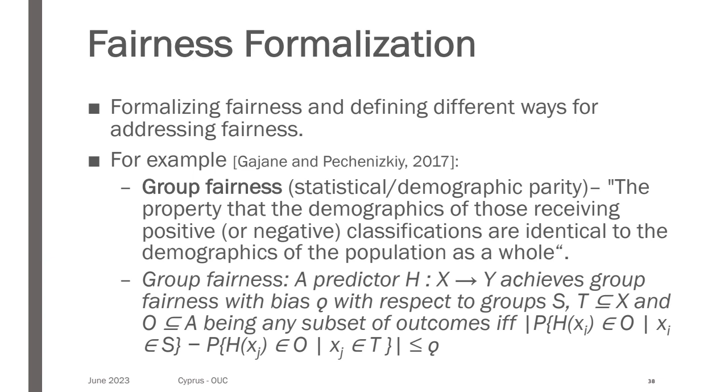And here we have a predictor H from X to Y that achieves group fairness with a certain bias Q with respect to groups S and T that are part of the overall population, and there is a subset O of outcomes, if and only if the probability of the result for a specific member of the group, and the difference from a different one, is less than this threshold Q.